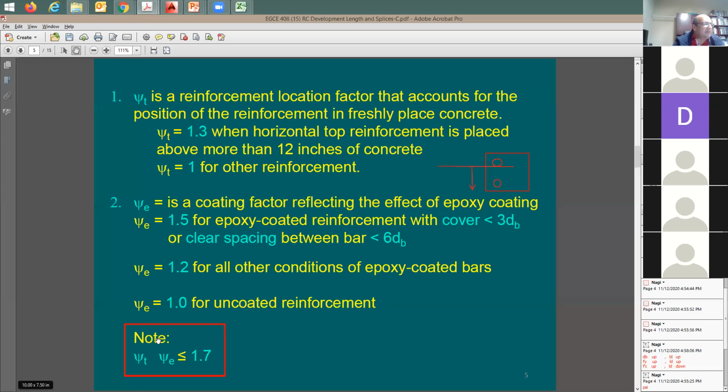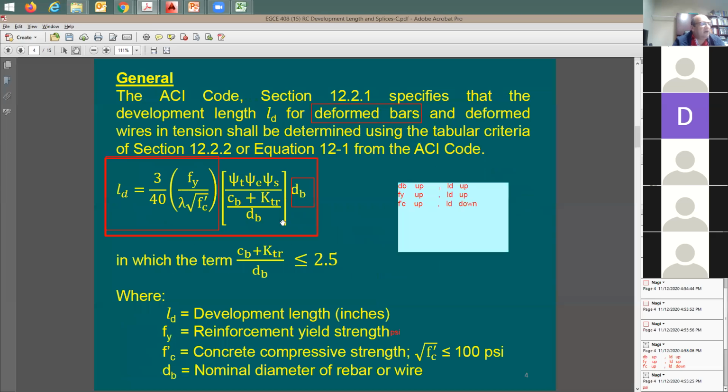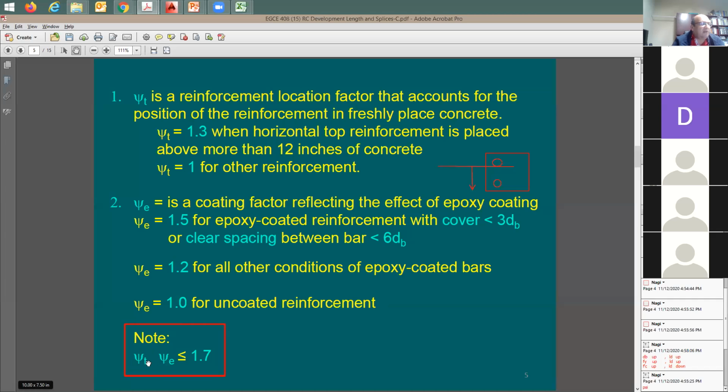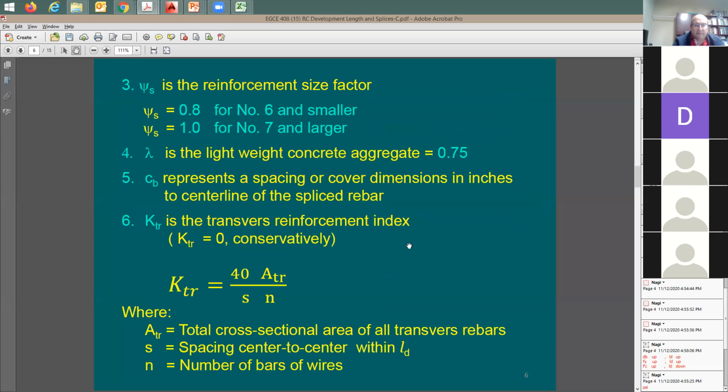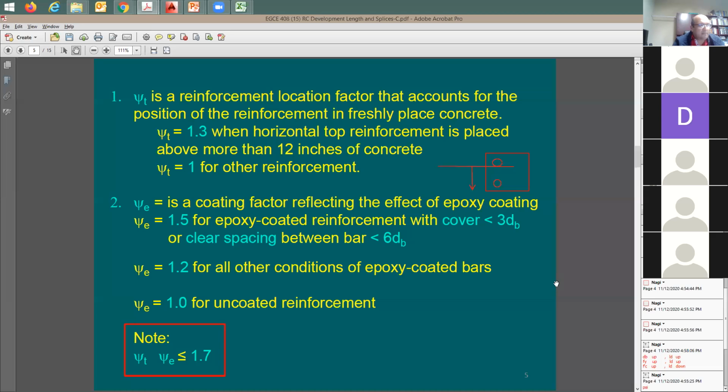And they give me here a note. They say, after you find out your values here, right, after you find out psi sub t and psi sub e, what do you need to do? I'm going to go back here one slide. You need to multiply psi e times psi t times psi s. It says here, just the product of psi t and psi e should be less than 1.7. So let's say my analysis determined it to be equal to 2. What should I do? Forget about the 2 value and just use 1.7. Yes, if it's greater than, we just use 1.7.